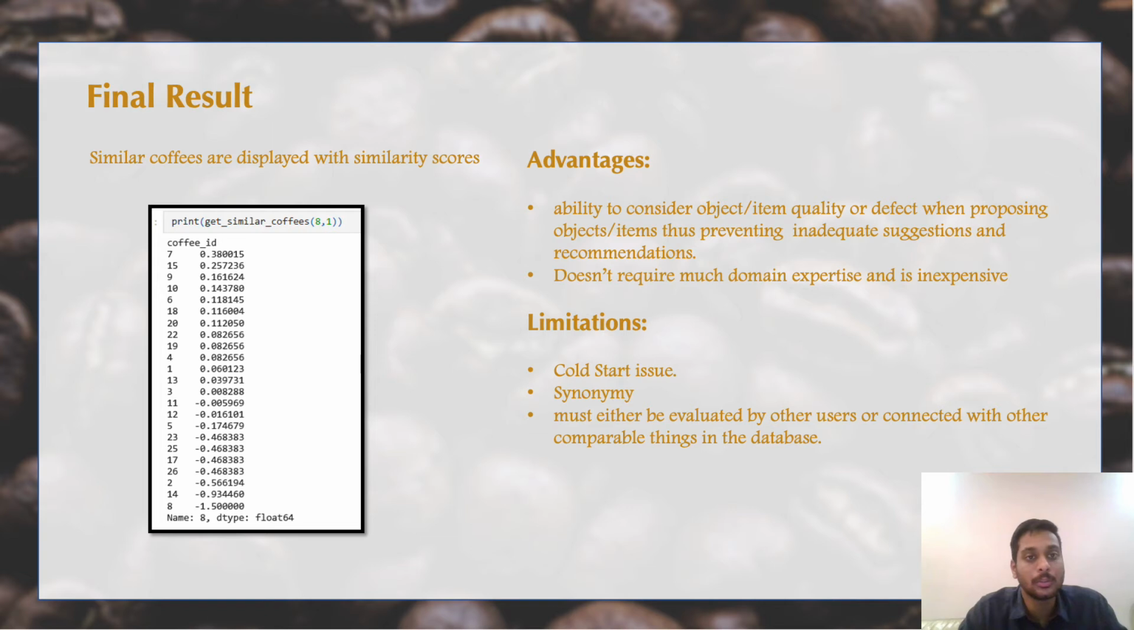For example, if the user has previously given a rating of 1 to coffee number 8, we would put that in the defined model as shown in the figure over here: print get similar coffees 8, 1. The system would then work out its math and return a few recommendations for the next one for that user. The system has the ability to consider the item quality or defects when proposing new items, thus preventing inadequate recommendations. Also, the system does not require much domain expertise and is very inexpensive.